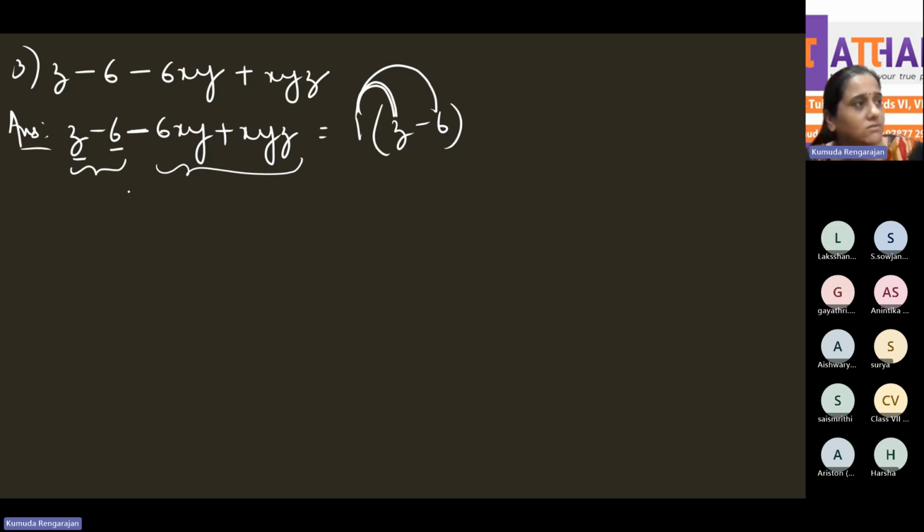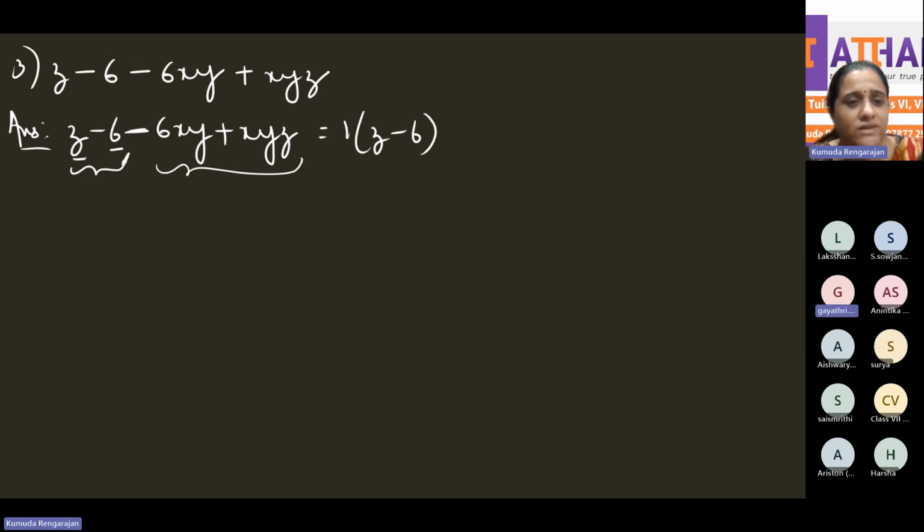What are you listening? Okay. Now, one bracket z minus 6. Now I said we stopped here. We need to write the sign as it is. After the second term, whatever sign is there, you should put it here. After the second term, what is the sign? Minus. Put it as it is here.